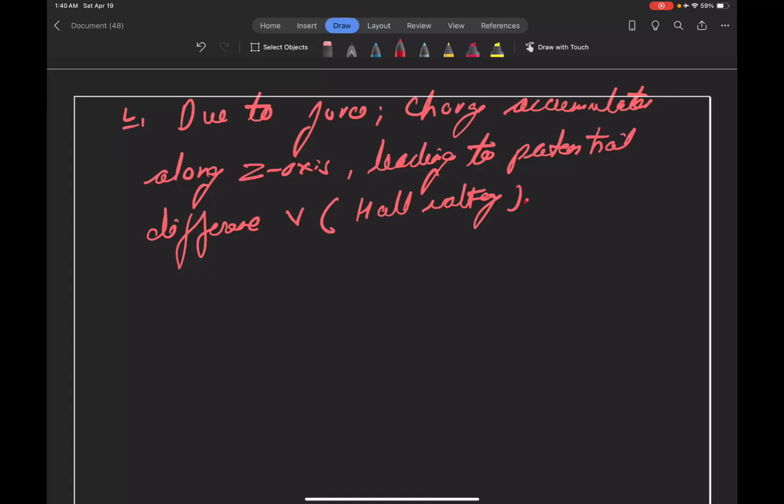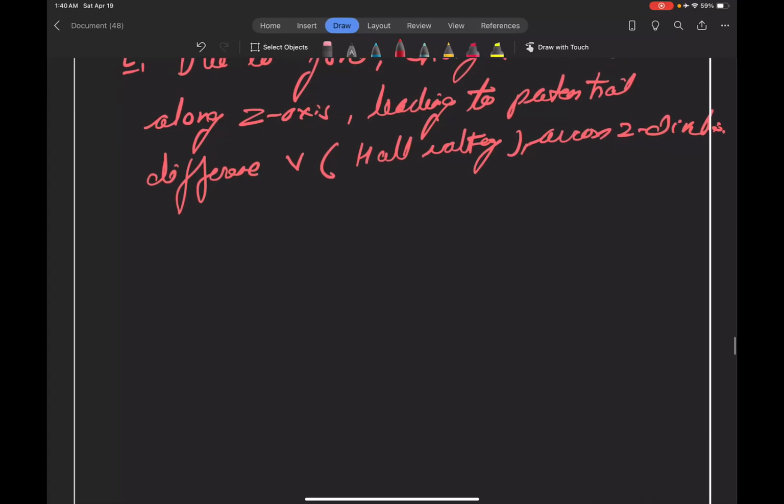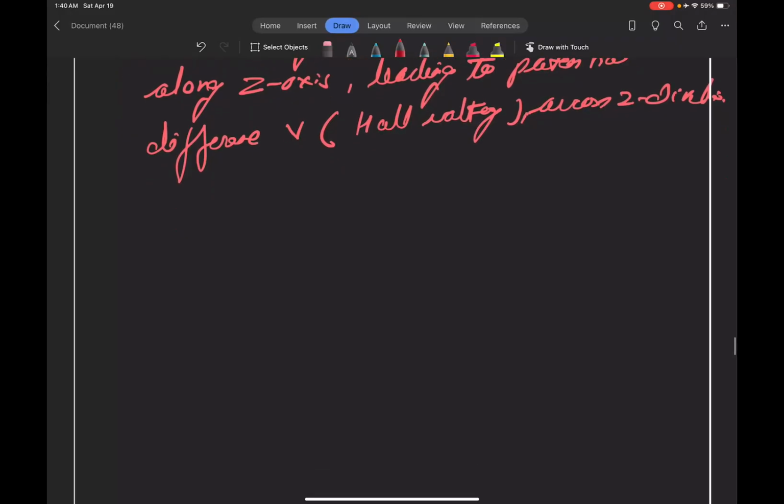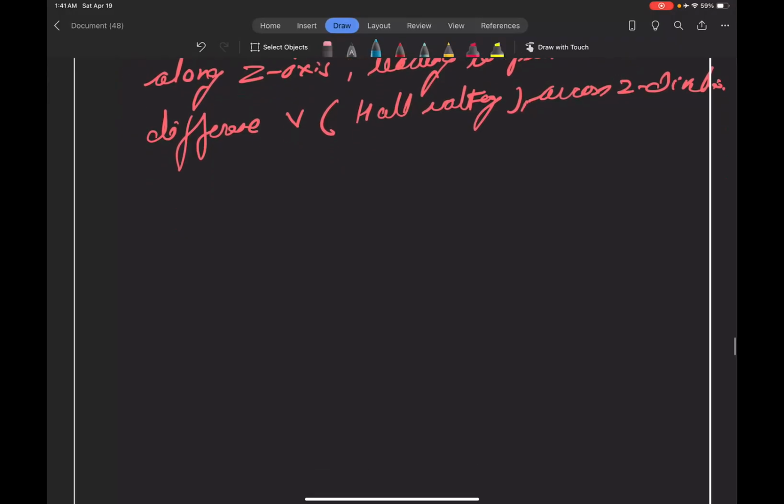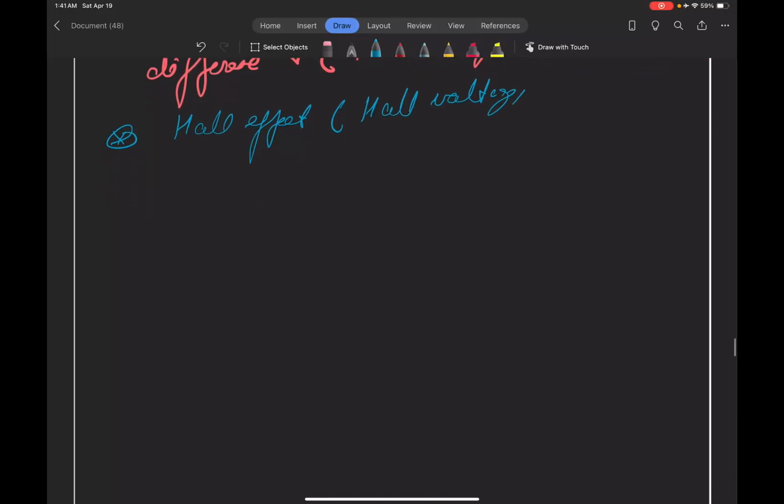And across z direction, across z direction. And let us try to understand the physical concept behind this Hall effect or Hall voltage. We can say Hall effect, and that can be easily related with this Hall voltage. They are not the same thing, but the effect results in the Hall voltage. And the charges will be our electron.